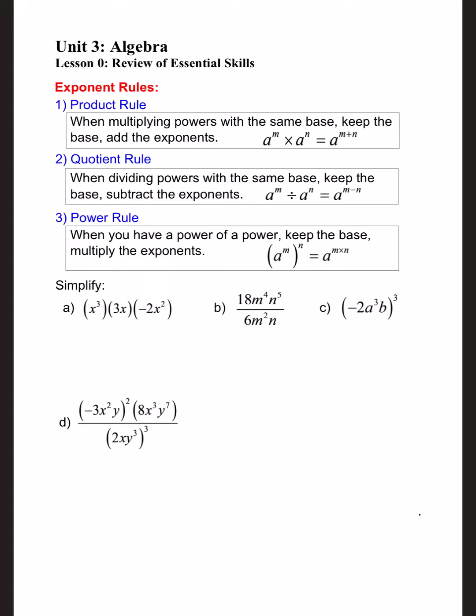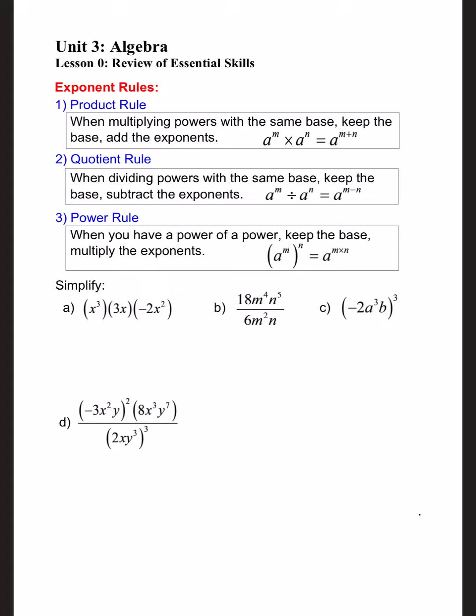And then we're also going to look at collecting like terms again, which we've seen in our past few units with linear systems and linear relations. How do we collect terms that are alike and making sure that we know that they're actually like terms. So let's start with our exponent rules.